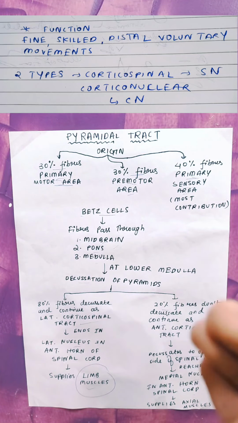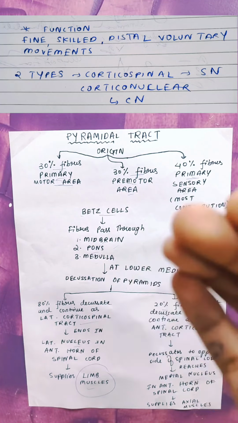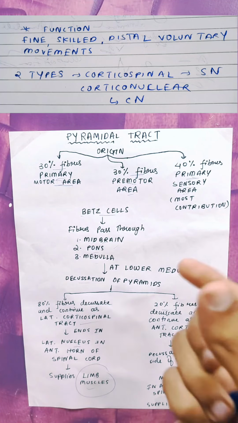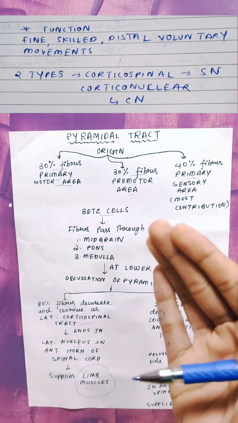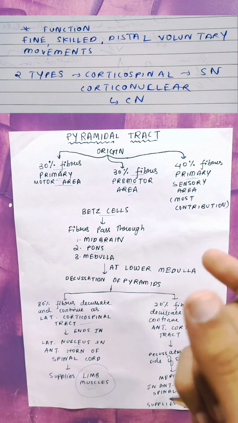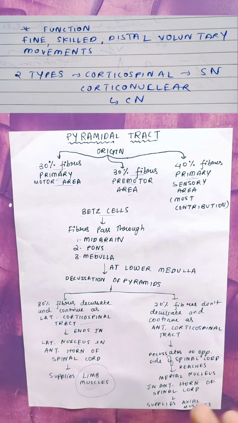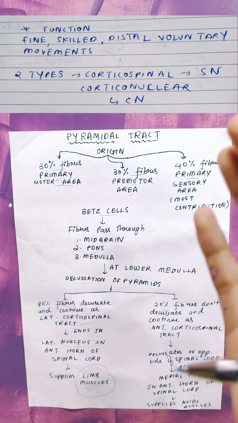In corticospinal tract, the upper motor neuron ends in the motor nuclei of the anterior horn cell of the spinal cord, and the target muscle is supplied by the spinal nerve. Whereas in corticonuclear tract, the upper motor neuron ends in the motor nuclei of the cranial nerve in the brainstem, and the target muscle is supplied by the cranial nerves.